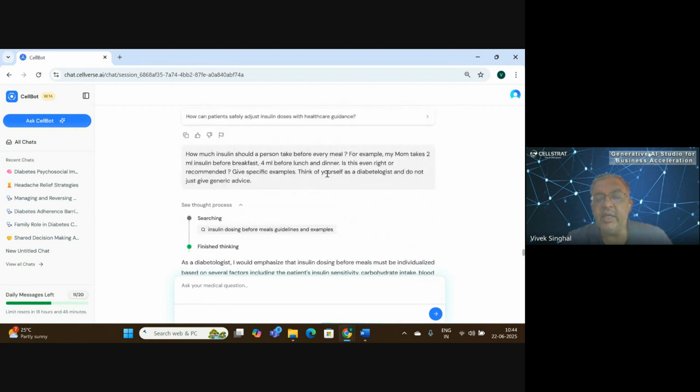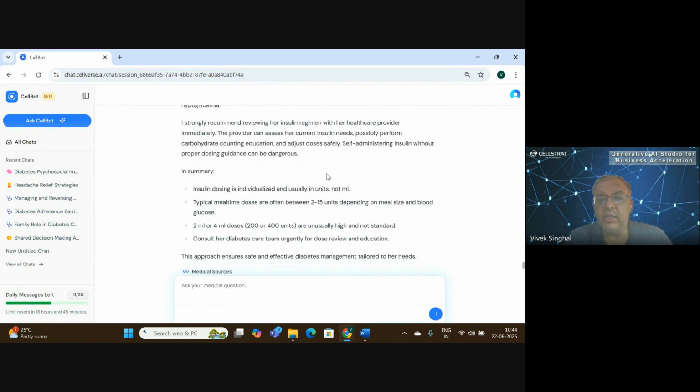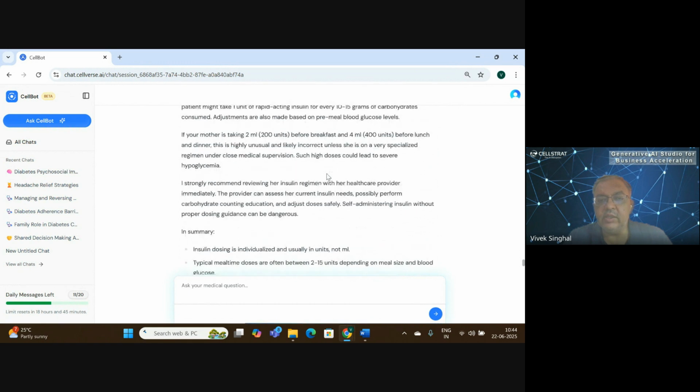So it detected a dangerous behavior, if you notice, because my metrics were way off the mark, right? It says ML is very high; you can't use ML. So it detected a dangerous behavior and it is giving me all kinds of warnings about my prompt: that if this is what you are doing, you are at risk of hypoglycemia, so immediately consult a healthcare provider. It can lead to hypoglycemia, which is life-threatening.